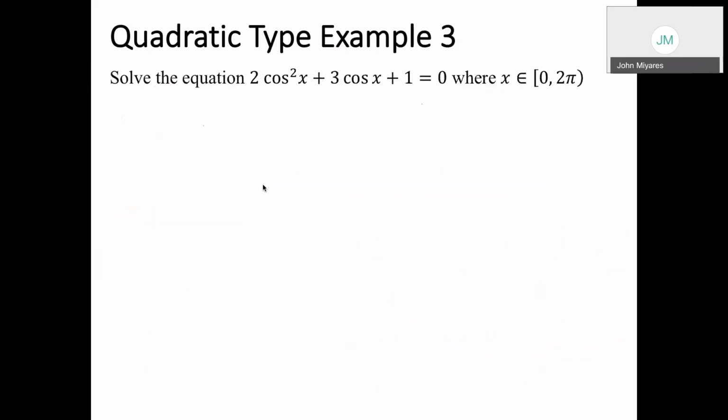Why don't you try this one on your own? Solve the equation 2 cosine squared x plus 3 cosine of x plus 1 equals 0. You want solutions between 0 and 2 pi, so I'm only interested in the primary solutions, not the general solutions. Pause this video and see what you can do with this one on your own.